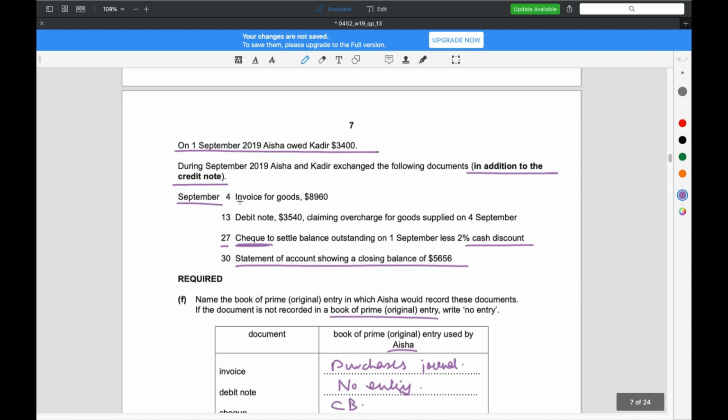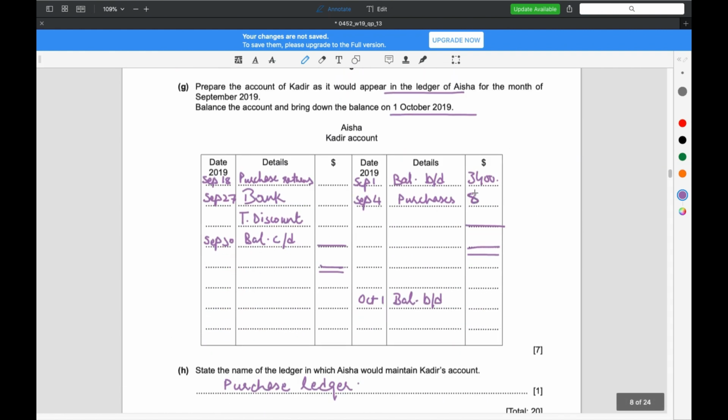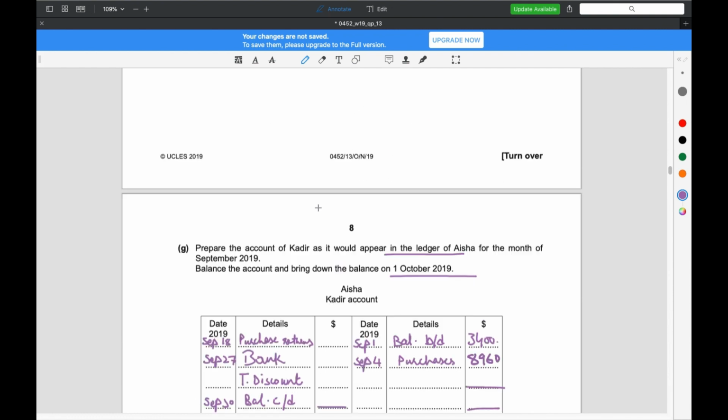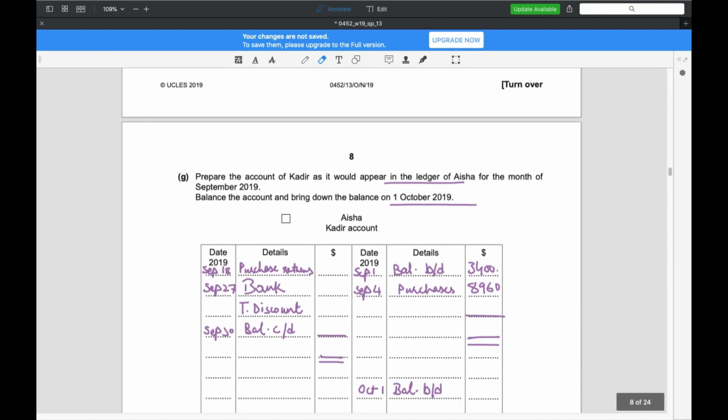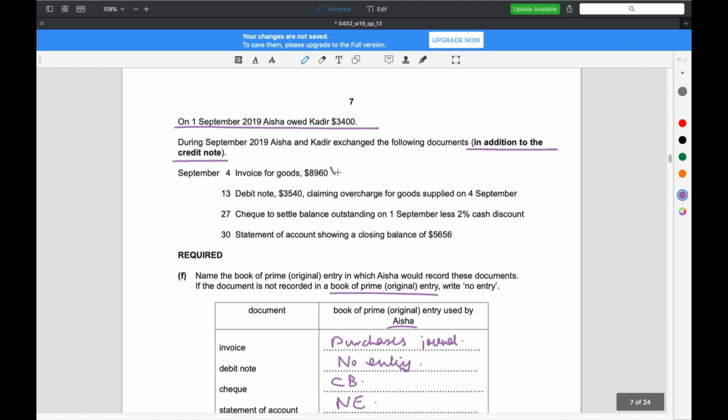And then the first transaction is invoice for goods 8960. So this means that Aisha bought goods from Kadir, which are valued at 8960. So this is going to be purchases 8960. So debit purchases, credit Kadir account. This is how we're doing it. And then we're done with this one.